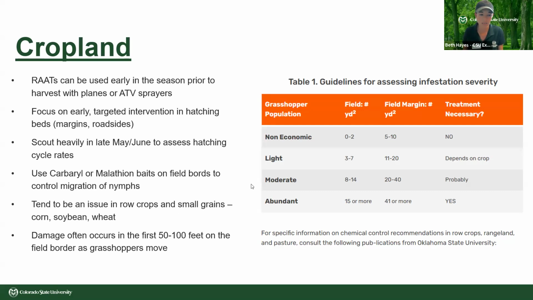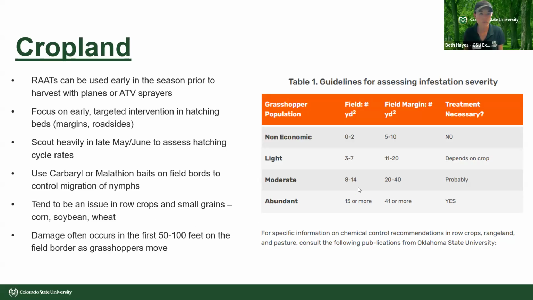Carbaryl and Malathion baits on the field borders work really well for migration of nymphs that are coming from different properties. So really watch your borders, really protect those, put some application down. And then where are they the biggest issue? It's really row crops and small grains, which is a lot of our state. Their favorites are corn, soybean, and wheat, all types of wheat.